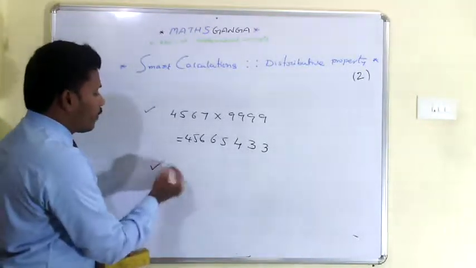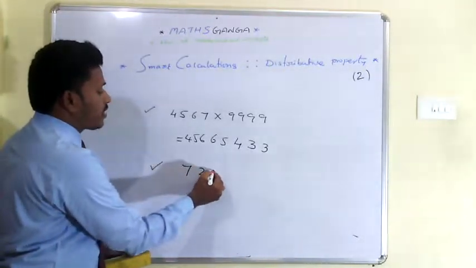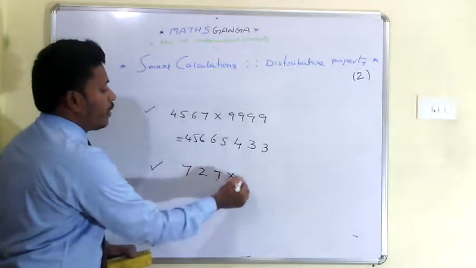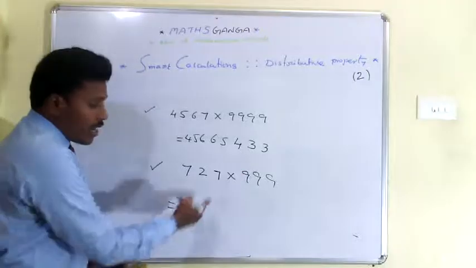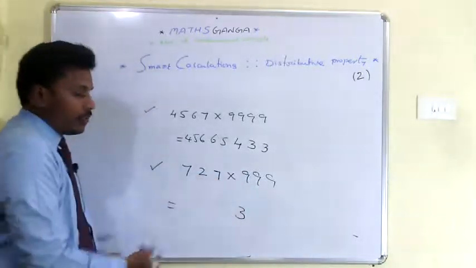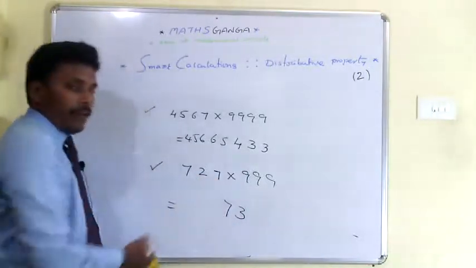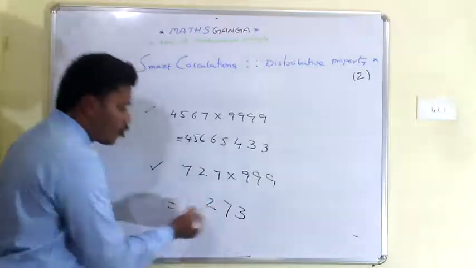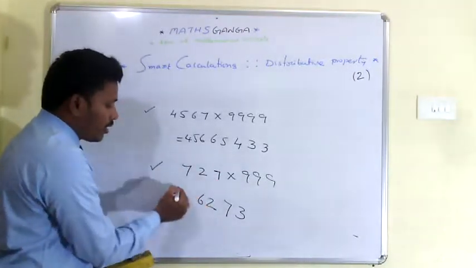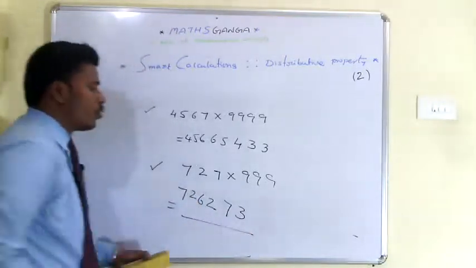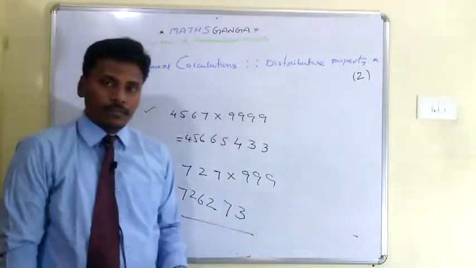For example, if you have another number, something like 727, and you need to multiply this number with a number having 3 nines, what is the answer? 10 minus 7 is 3, 9 minus 2 is 7, 9 minus 7 is 2. 3 digits are completed. Then the units digit minus 1 is 6. 7, 2, 6, 2, 7, 3 is our answer.